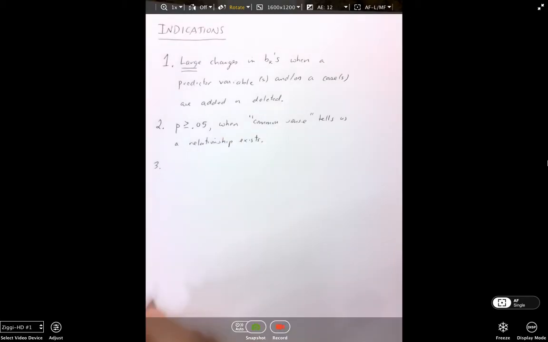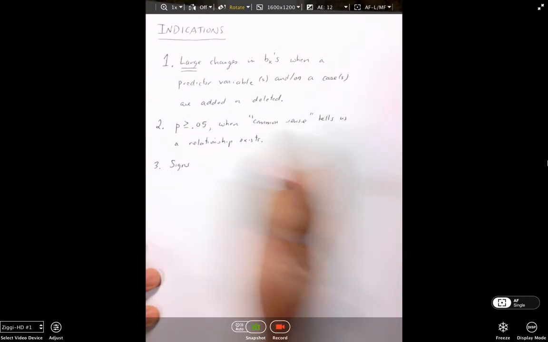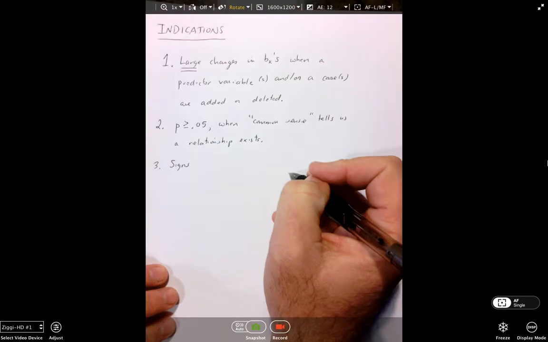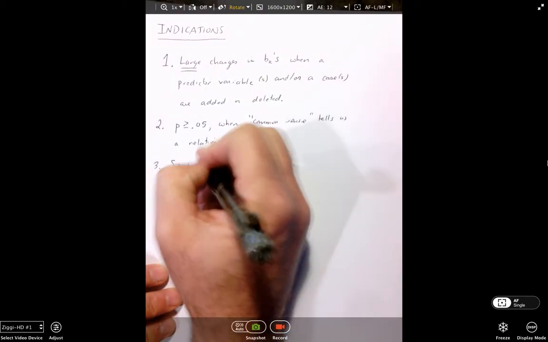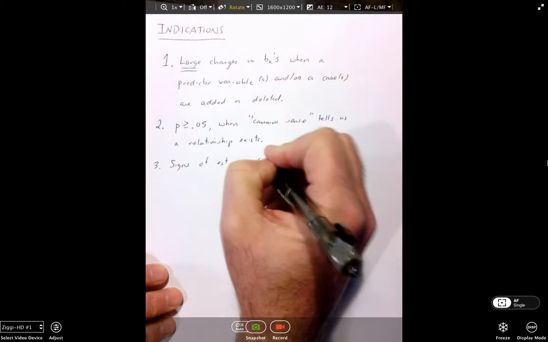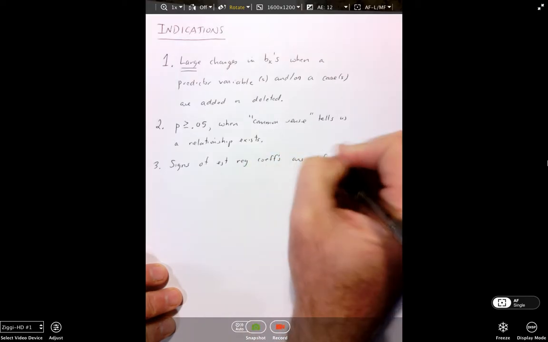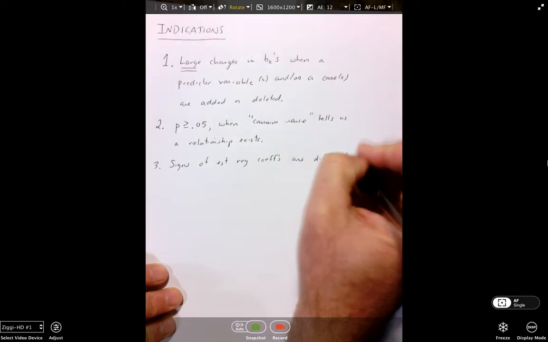Sorry, guys. The third indication that you may have multicollinearity is that the signs of the estimated regression coefficients are different than you would think.